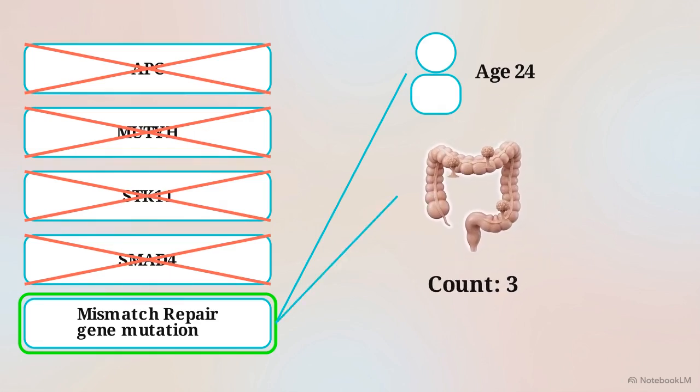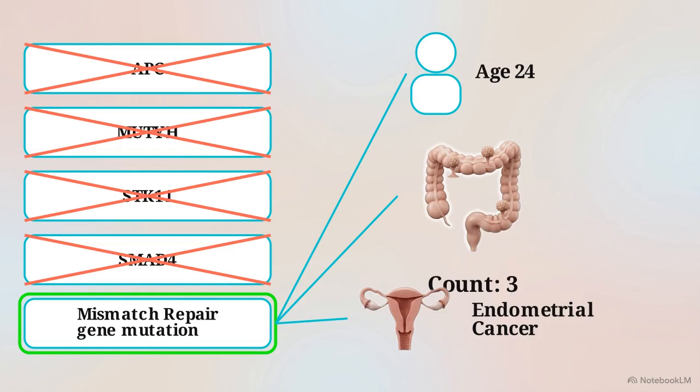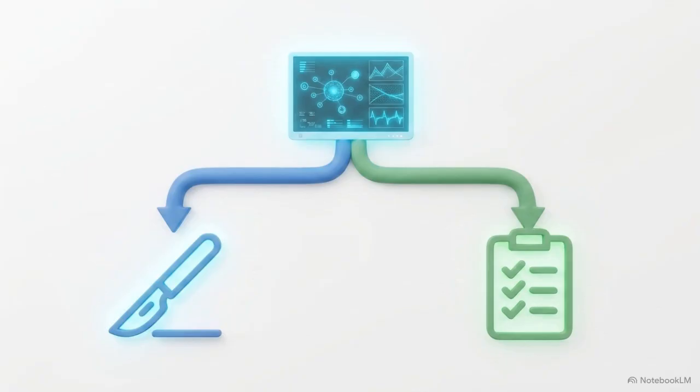The specific combination of early-onset colon cancer, a very low polyp count, and a family history of endometrial cancer perfectly describes the Lynch phenotype. Determining the exact DNA repair defect is the ultimate pivot point. It dictates whether a patient undergoes immediate colon removal or requires lifelong multi-organ surveillance.